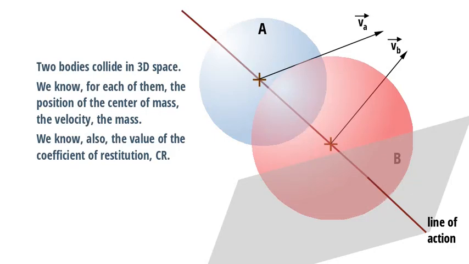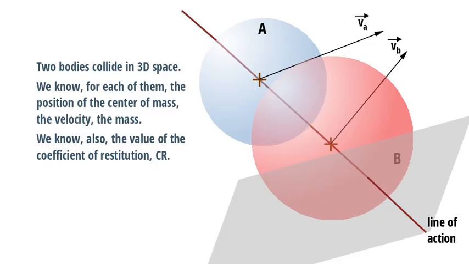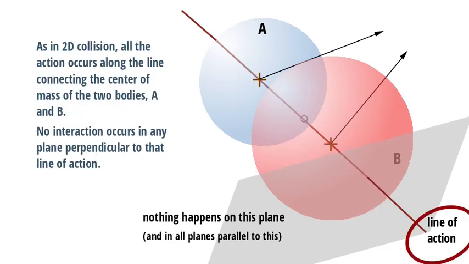Two bodies collide in 3D space. We know, for each of them, the position of the center of mass, the velocity, and the mass. We know, also, the value of the coefficient of restitution, CR. Like in a 2D collision, all the action occurs along the line connecting the centers of mass of the two bodies, A and B. No interaction occurs in any plane perpendicular to that line of action.